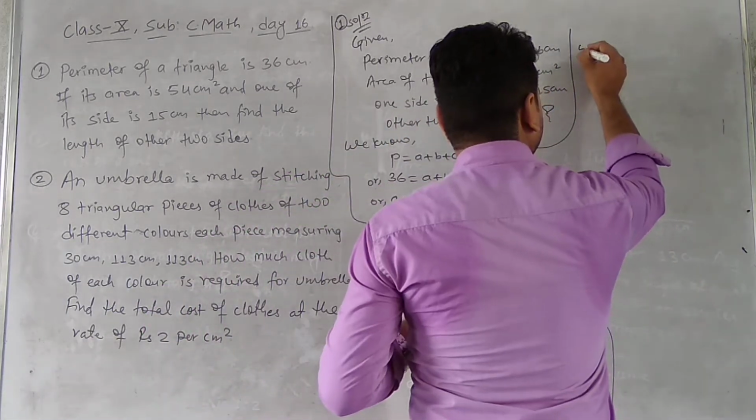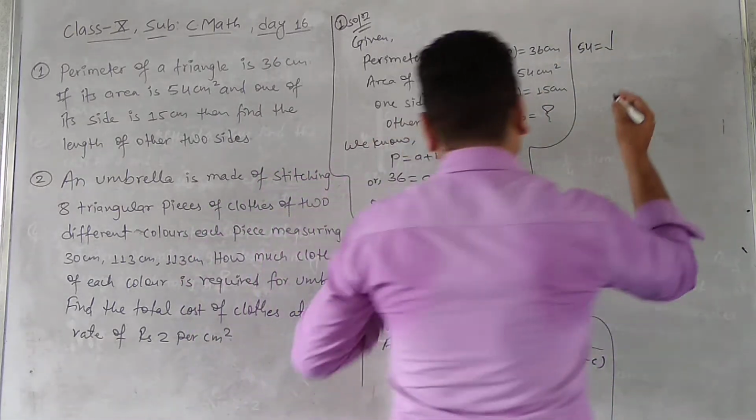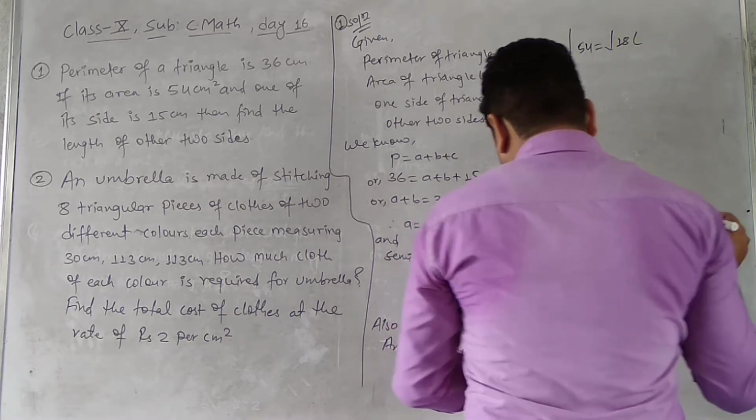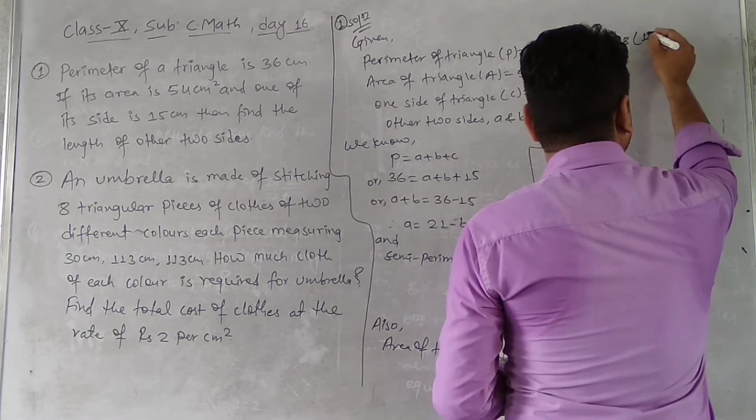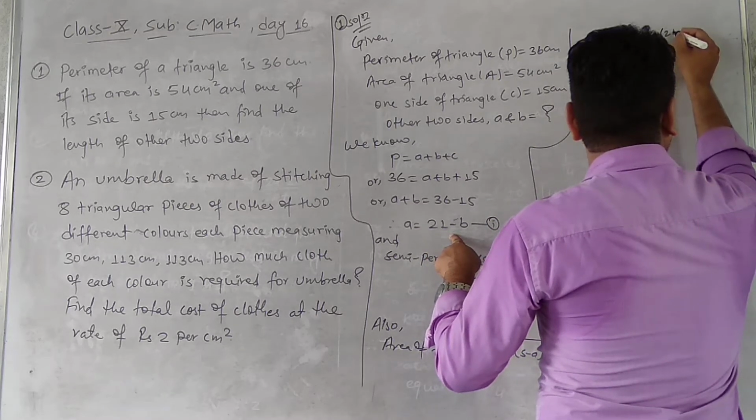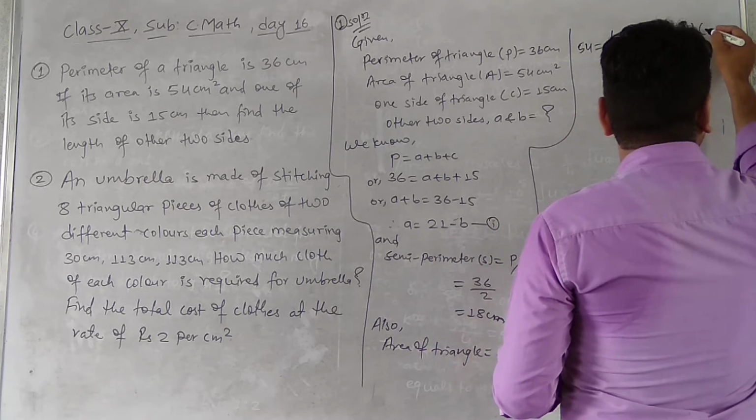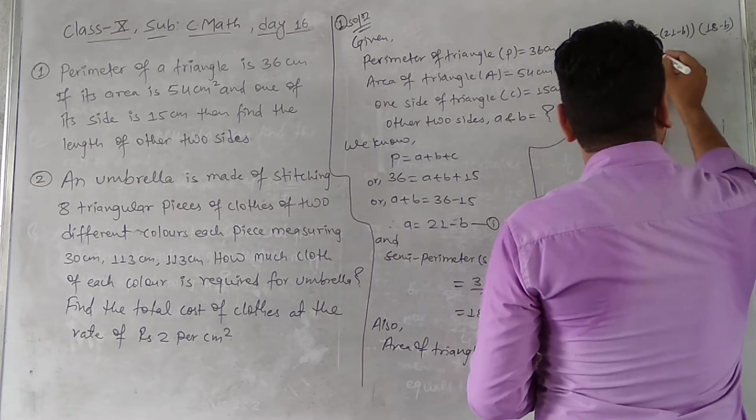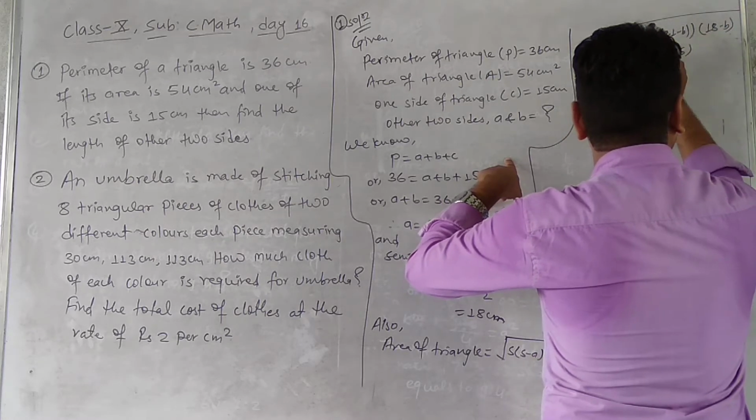The area is 54. So 54 equals under root S, which we have as 18, into S minus A, that means 18 minus A, which is 18 minus 21 plus B, that is, 21 minus B. And then S minus B, 18 minus B remains the same, and next one, 18 minus C. C is 15, which we have written, and root over.